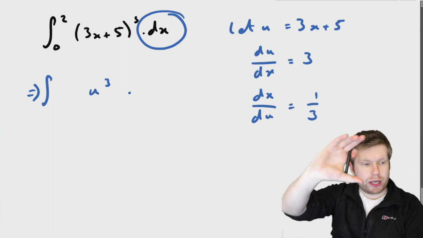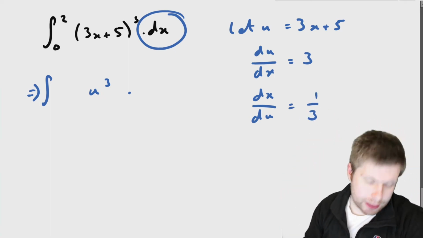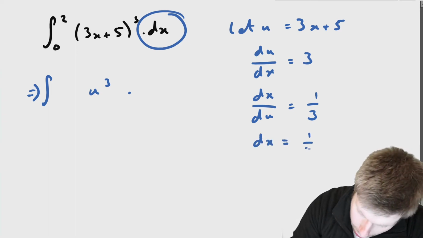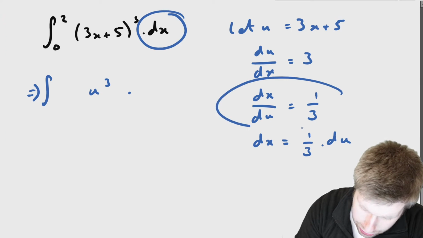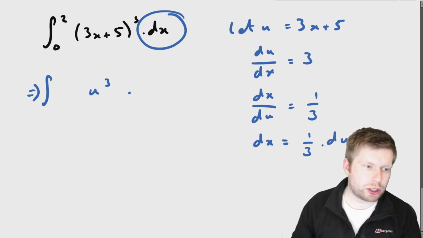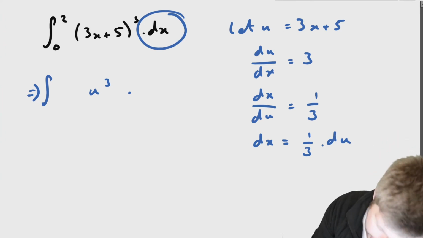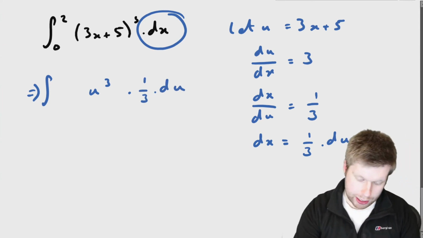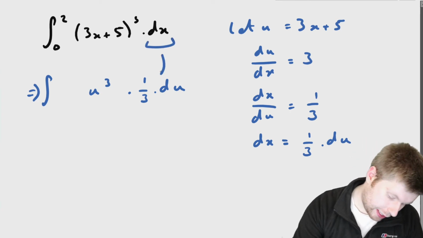I just simply reciprocate my du by dx. So therefore, if I want to find dx, then it's just going to be 1/3 of du. I'm just going to rearrange this and treat it like a fraction. I mean, it's not a fraction, but it can be thought of as a fraction, okay? So therefore, dx is just going to be 1/3 of du. So that's my substitution for dx just there.